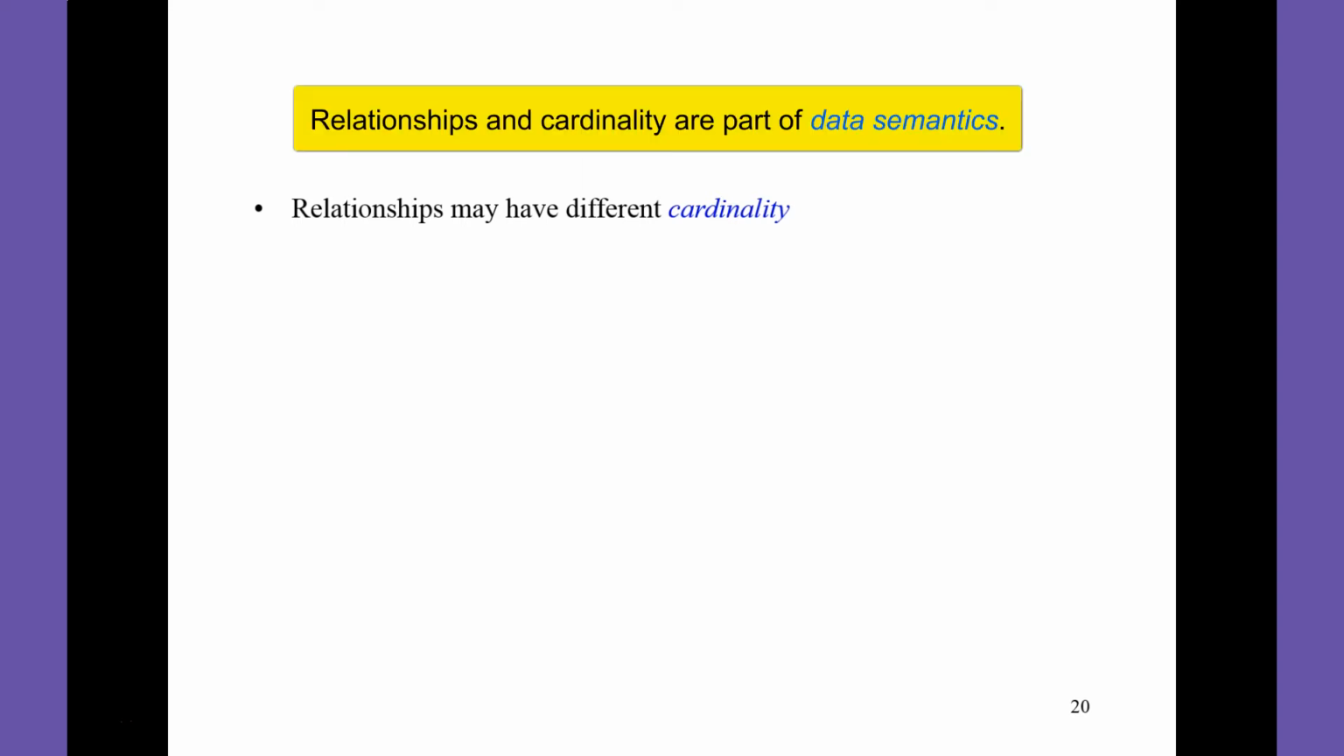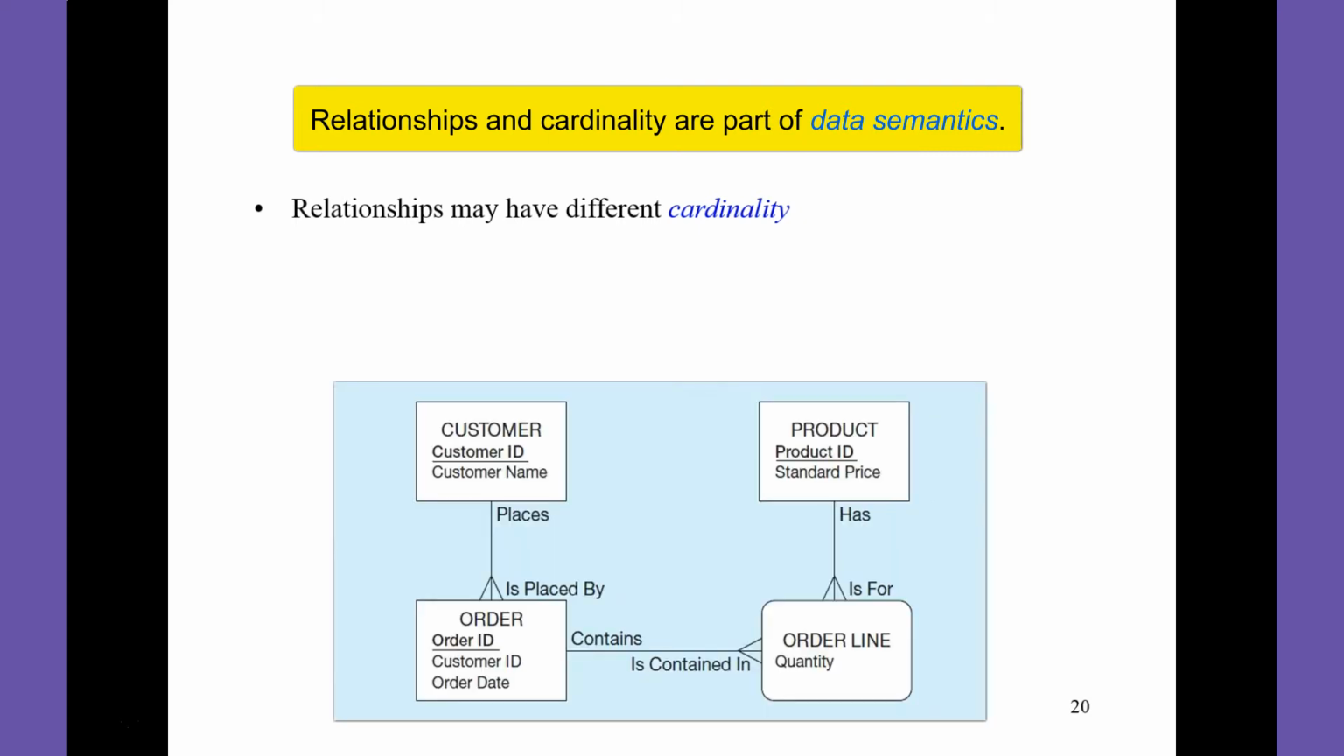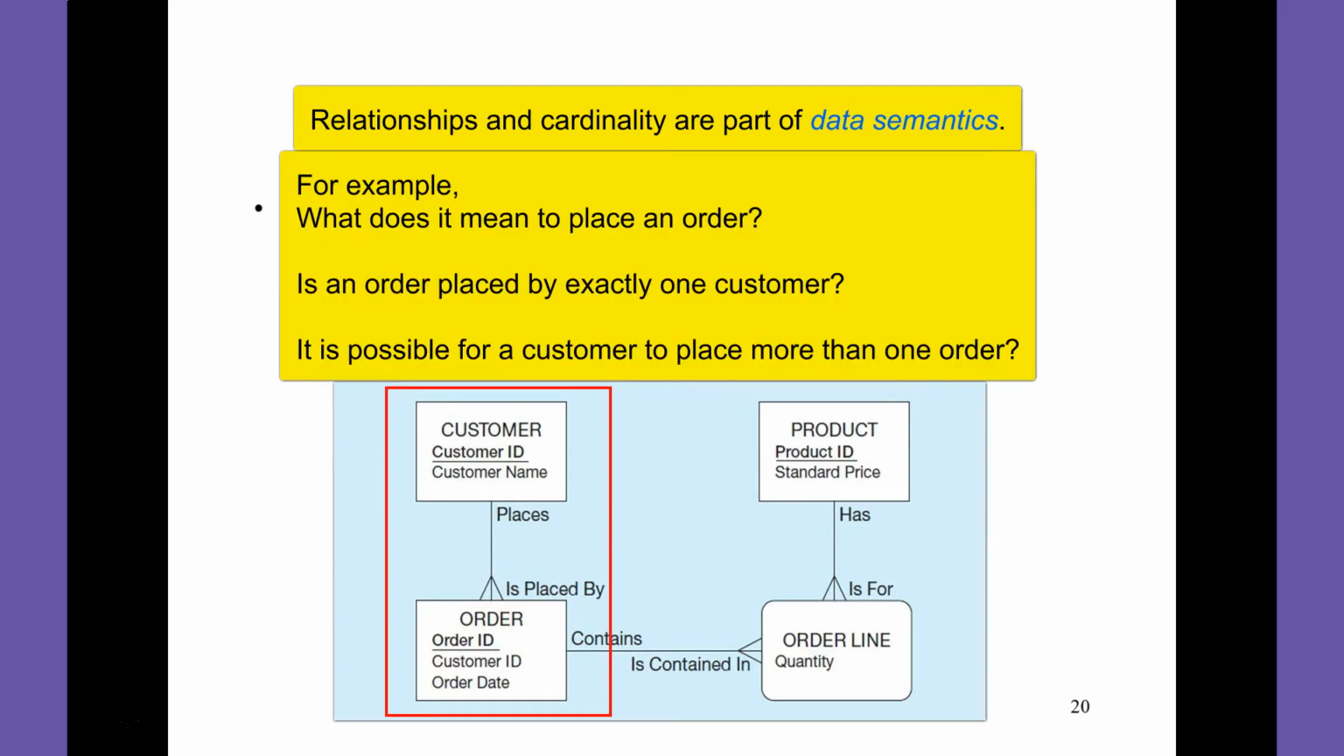The relationships and their cardinalities are part of what we call data semantics, the meaning of what we're representing. Consider the relationship between customer and order. What does it mean to place an order? Is an order placed by exactly one customer? Is it possible for a customer to place more than one order? These questions and their answers define the meaning of the relationship, the semantics.